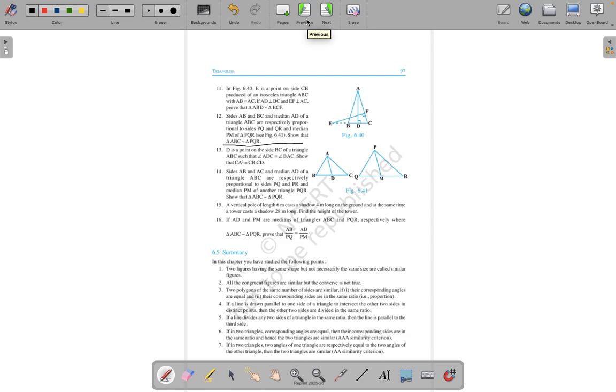Yes. Okay, and also try to practice proof of theorems, because those are also very important.